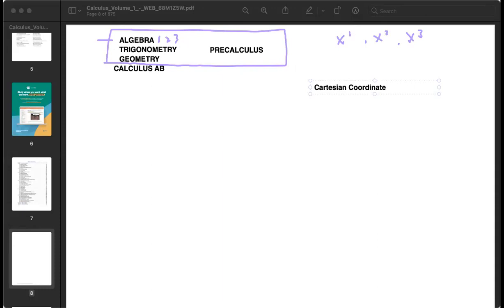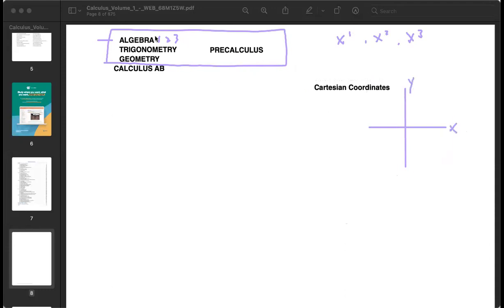But I want to point out these classes, algebra 1, 2, 3, you can imagine are your x to the first, to the second, to the third. You have to understand your functions, you have to understand the Cartesian coordinates and how we plot them out. What all that really is, is that you have an x and a y axis that you're plotting things on.